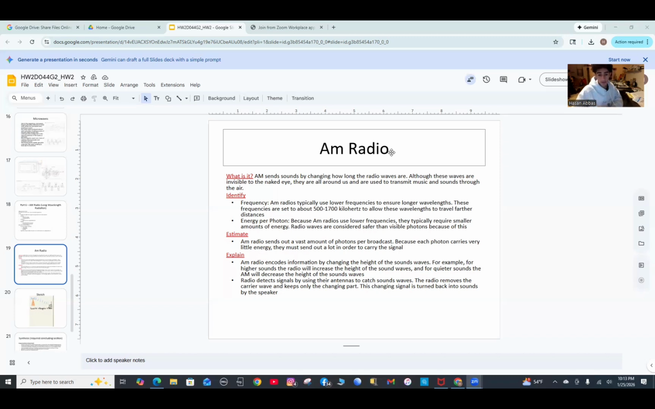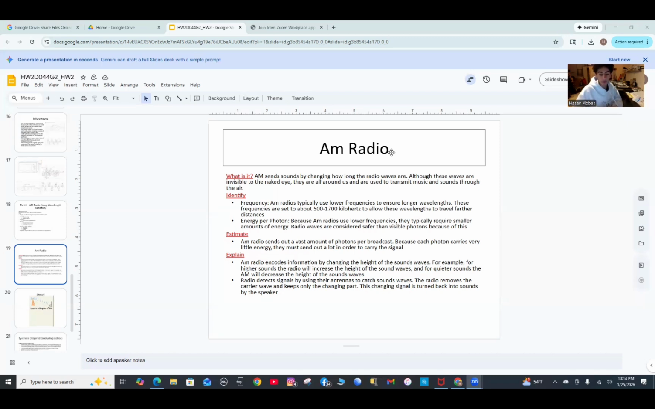Another one of its properties is its energy per photon. Since AM radios don't carry much energy, they need to transmit a lot of photons together in order to get that signal across, since they have to travel long distances. Another reason they can travel long distances is because their frequency is so low, and this causes their wavelengths to be longer and travel those far distances. But they do have to send out a lot of photons to get that signal across.